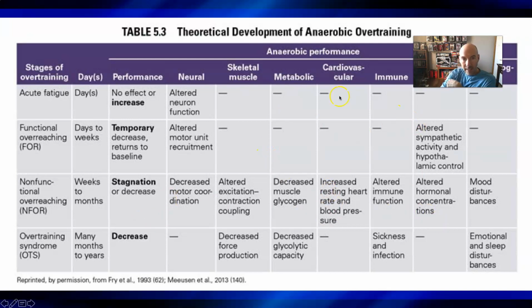Here are some symptoms, right? So if you notice any of these things, especially things like mood disturbances, sleep disturbances, increased risk of illness, colds, respiratory infections, etc., increased heart rate and blood pressure, those can be symptoms of overtraining. So that should cue you that it's time to back off.